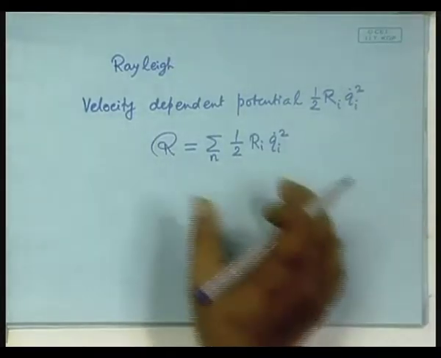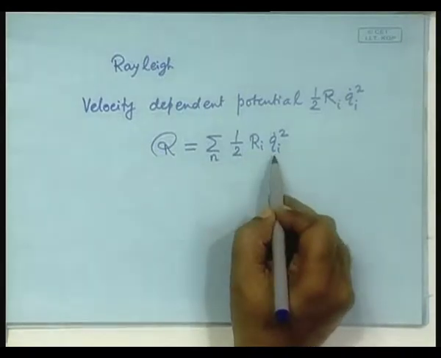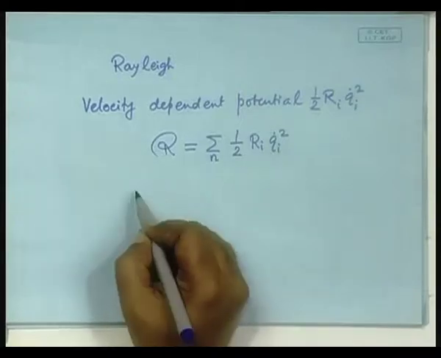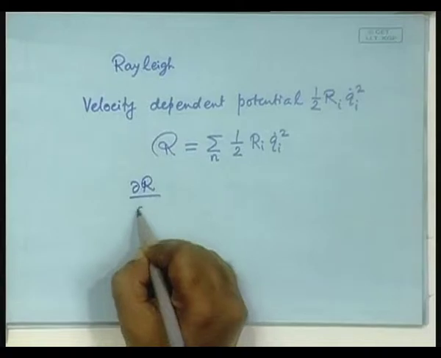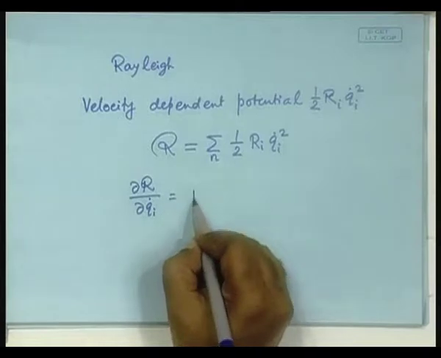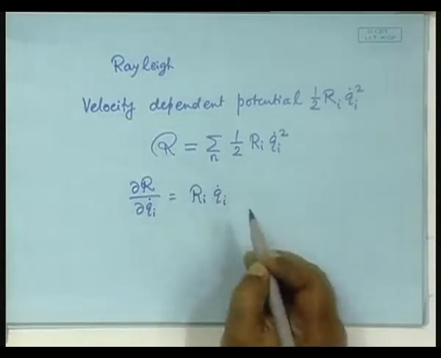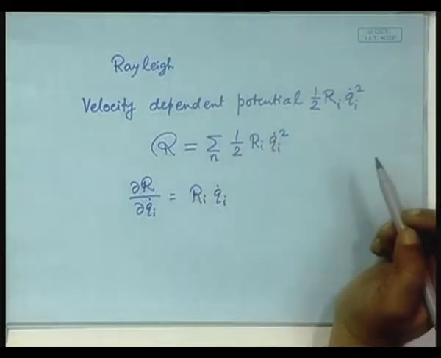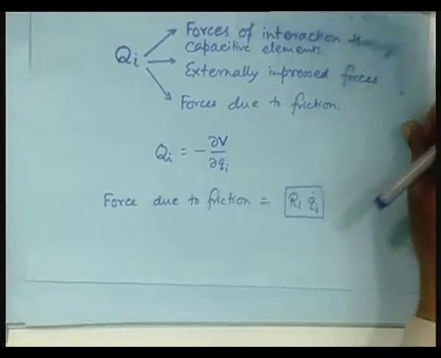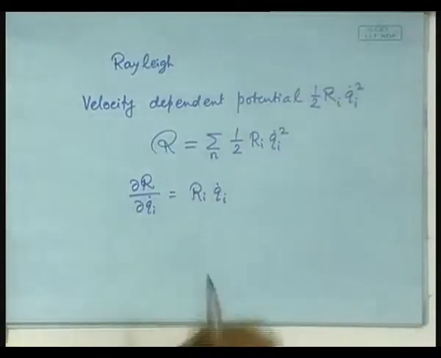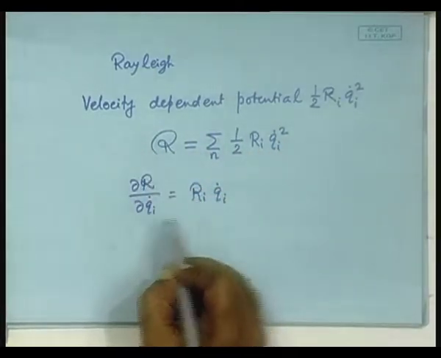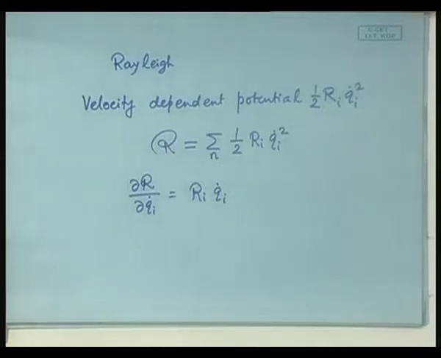So, what are the properties of this potential? This potential is firstly not dependent on the coordinate, it is dependent on the velocity. The second property is that if you differentiate this with respect to q_i dot, what do you get? That is what we wanted. We wanted to obtain the force, and that is what we obtained, which means that this Rayleigh potential, when partially differentiated with respect to the generalized velocities, gives the force. All right.